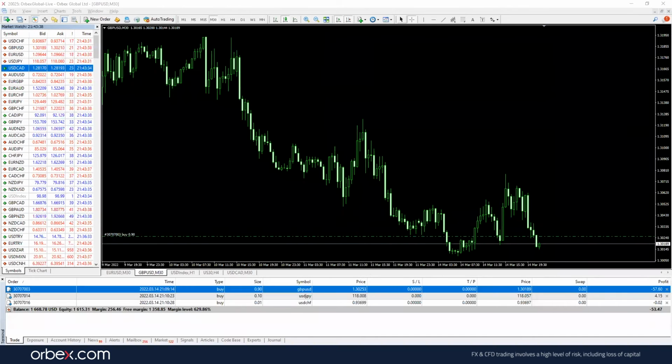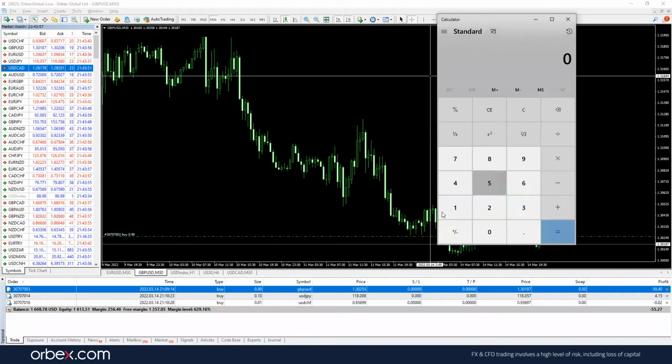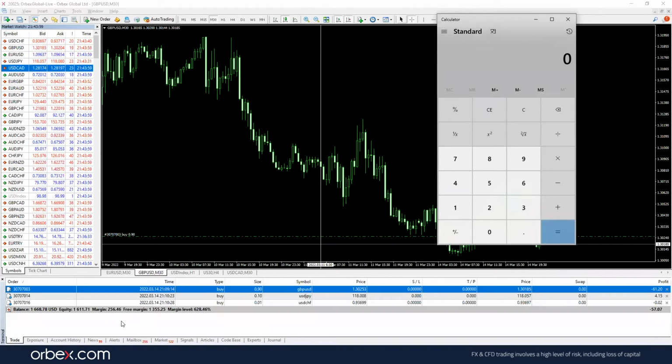I've just got another live question. So what's the best leverage for a low account size? So the higher the leverage that you choose will give you more room to open a trade. So let's just take, for example, what we have here.